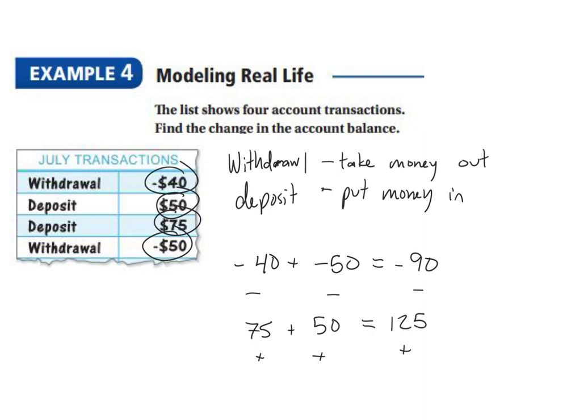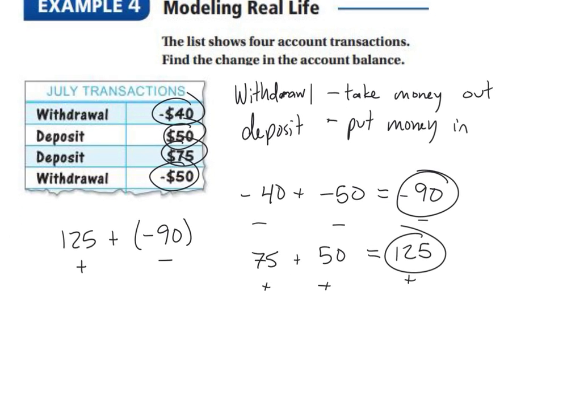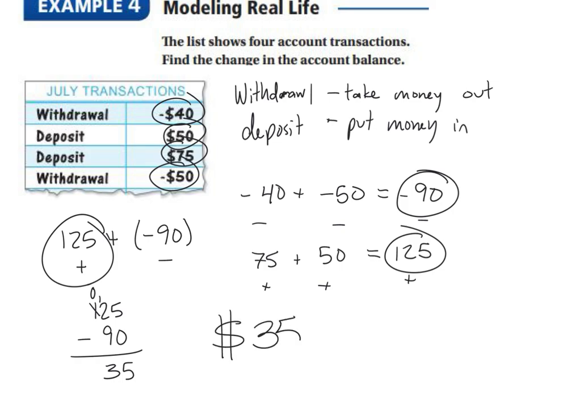Now from here, I have negative 90 and 125 being added together as my final thing, meaning I put $125 in, but I took out $90. This is positive, this is negative, so I'm going to have one of those cases where I subtract and take the bigger absolute value, right? 125 is the bigger absolute value in this case. We're going to subtract 90 away from it. This leaves me with 5. Got to borrow there, 35. Since 125 is the bigger number, we're going to take that sign, meaning my account balance is a positive $35.